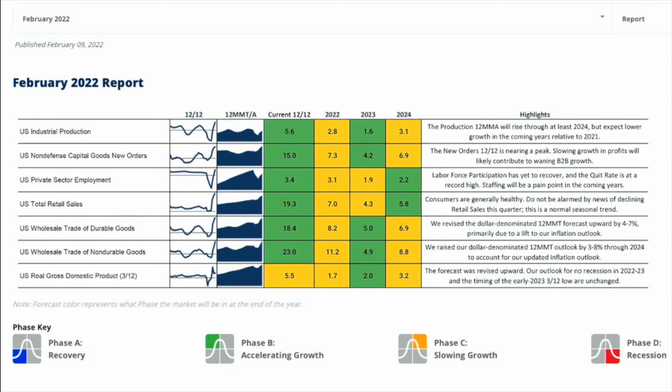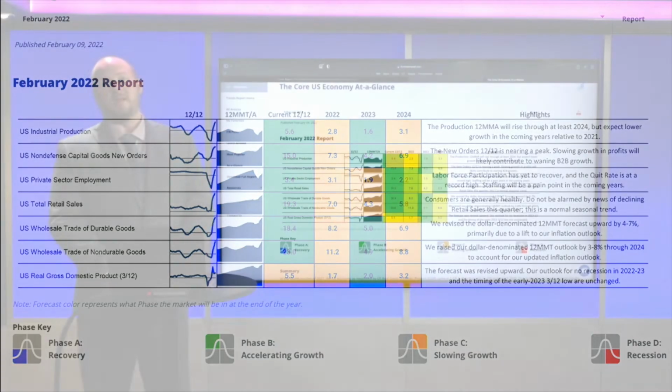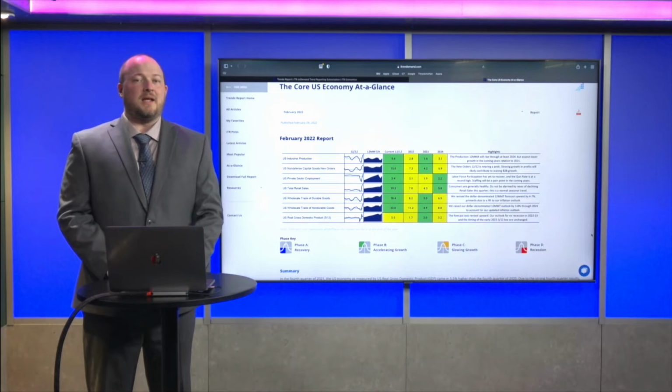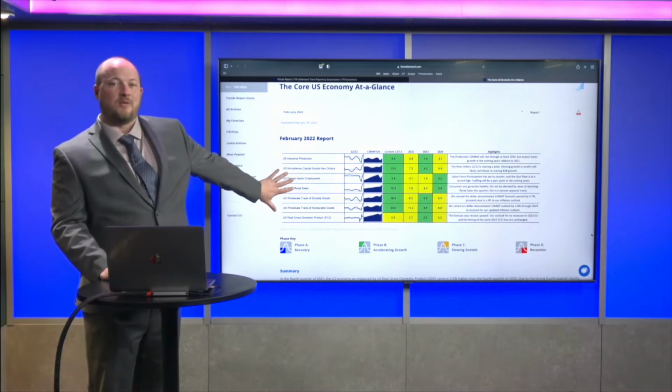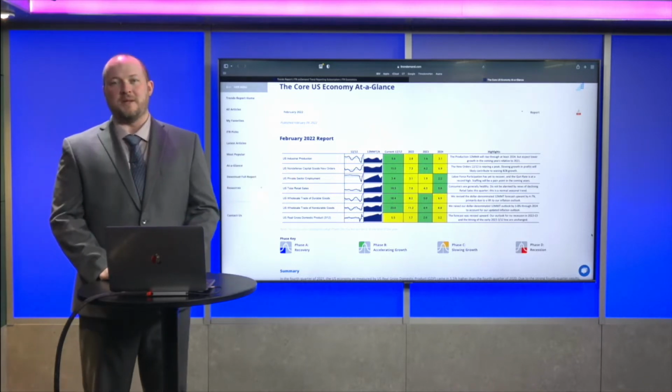What we're looking at here is our dashboard of 7 key indicators for the core economy. These are things that tend to track really closely with businesses overall: industrial production, retail sales, business-to-business activity as represented by non-defense capital goods new orders, employment, wholesale trade, and GDP. So everybody who is an ITR Insider or an ITR Trends Report subscriber is very likely to care about what's going on in the core economy.